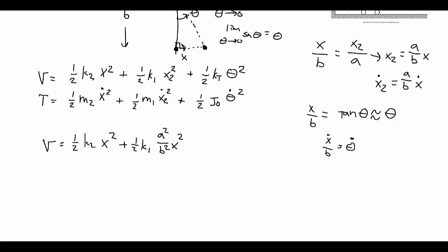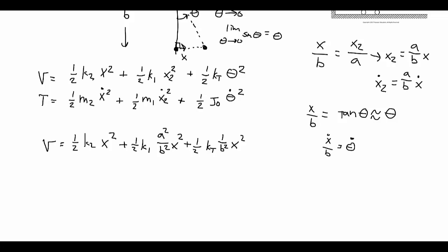Right, so I want to be careful here. I have an x2 quantity squared. I need to square that whole quantity of a over b times x. So I'm left with an a squared over b squared times an x squared, plus a 1/2 kt theta squared. Theta, that quantity, is x over b. So I'm going to get here a 1 over b squared times x squared.